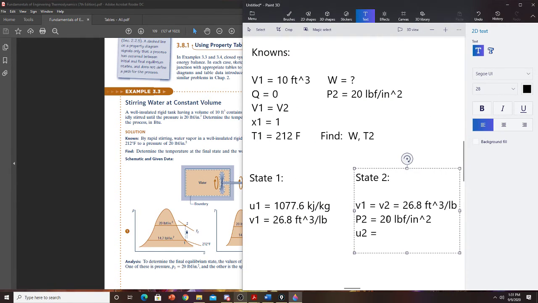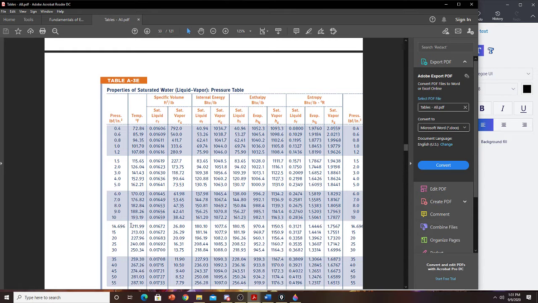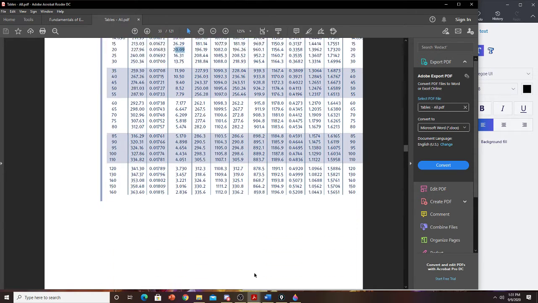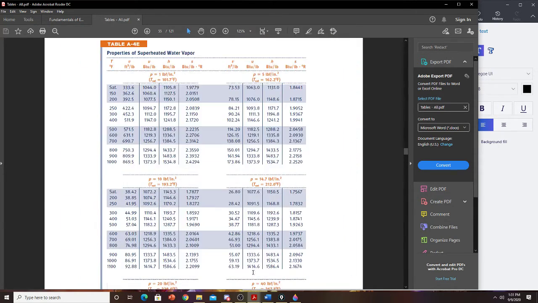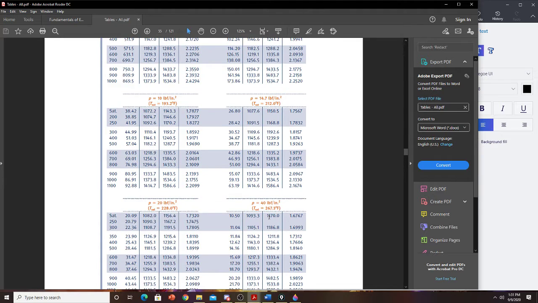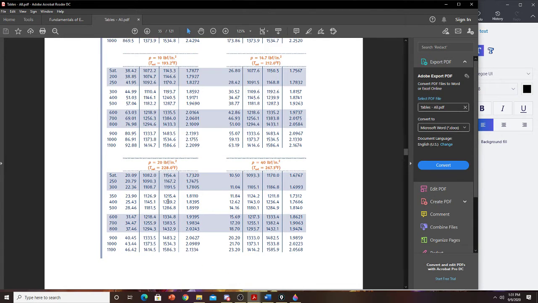So now we have to go and find U2, now that we know it's superheated, because once again, our value of volume is greater than this one shown right here. We now have to move into the superheated tables. So we have to go down to a pressure of 20 psi. And now we have to find a volume value that matches ours. Here are the volume values, in this very first column. We have to find one that matches our value.